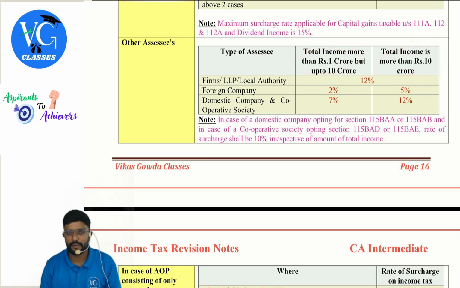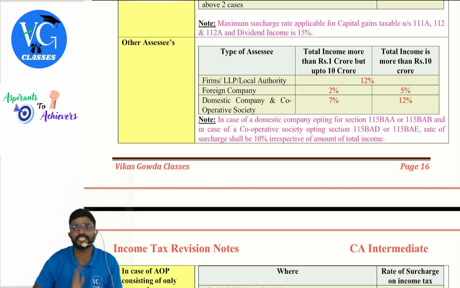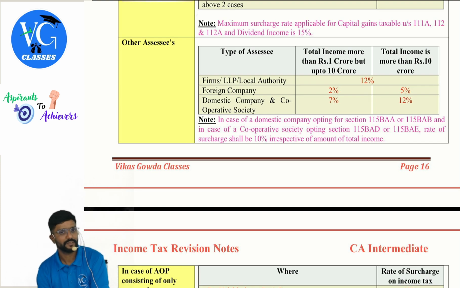Clear? Easy to remember, and I will tell you the logic also. Guys, for domestic company, tax rates are already lower. Whereas for foreign company, the tax rate itself is already 35%. That is why the surcharge is kept lower. Whereas domestic company enjoys a lower rate, so that is why here surcharge rates are kept higher. If you earn more than 1 crore, start paying surcharge.